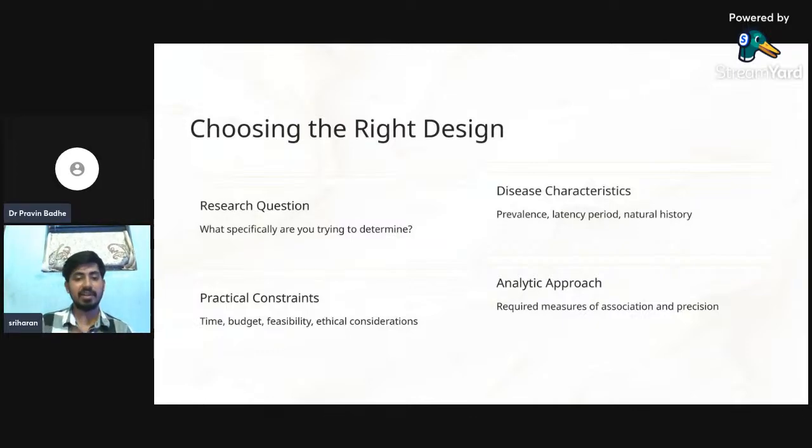We take this as the main thing: time, how long we are doing the study, what resources are available, what the budget is, and how long it should go consistently. These are the practical constraints. Then the analytical approach: are you going with a measurement of risk, the incident risk ratio, prevalence, or the odds ratio? The analytical approach is very important while choosing the right design, and you want to take all these things into account.